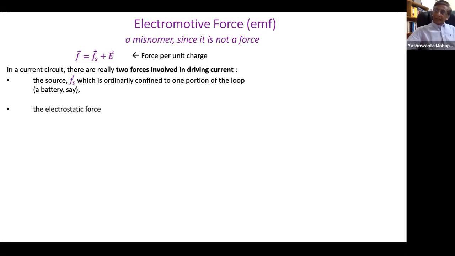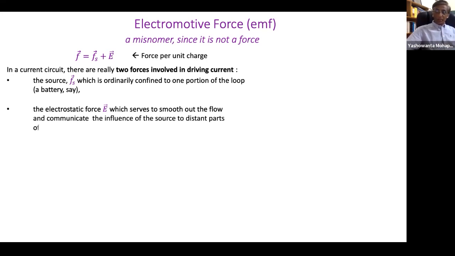The electrostatic force E serves to smooth out the flow, as we had discussed, and communicate the influence of the source to distant parts of the circuit. So the source's role is to force the charge, and then what is the electrostatic force's role? Its role is to smoothen out and carry the information throughout the circuit.